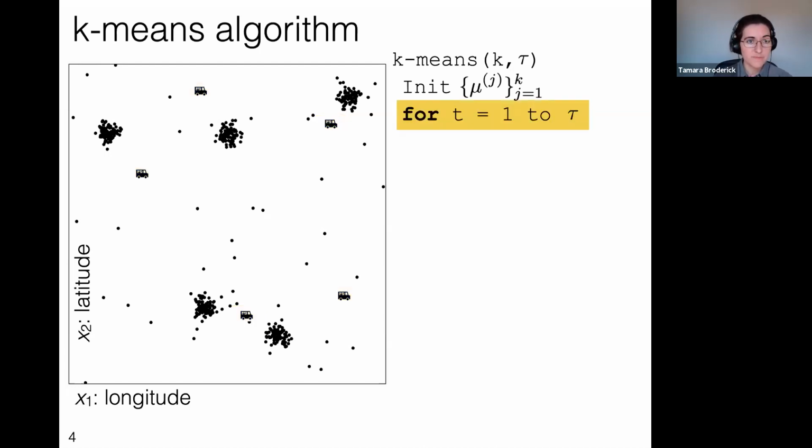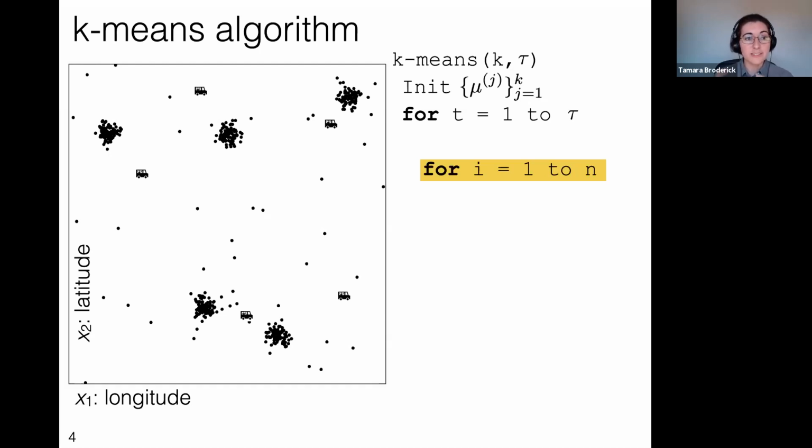Okay, so now we're going to do our iterations. For t equals 1 to tau, where tau again is the maximum number of iterations, we're going to take a few steps. What are those steps? Well, the first thing we're going to do is go to every person and say, what's the best food truck for you? What's the best choice of food truck given the current locations of the food trucks? So one way you can think about the k-means algorithm is that it's essentially a sort of greedy algorithm, a sort of coordinate ascent algorithm, or coordinate descent if we're minimizing.